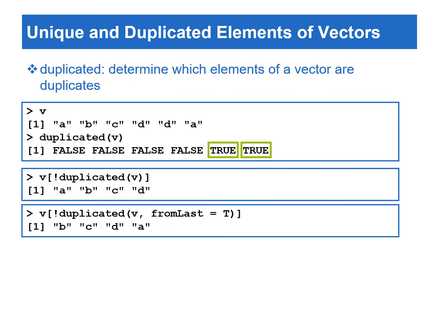The duplicated function generates a logical vector, indicating which elements of a vector are duplicates. The second example shows that negating the result from the duplicated function, and placing it within the square brackets, is equivalent to using the unique function. The duplicated function also has the fromLast argument.